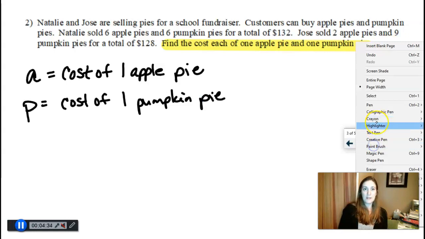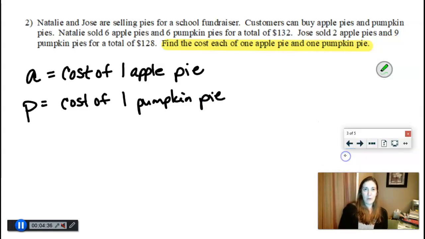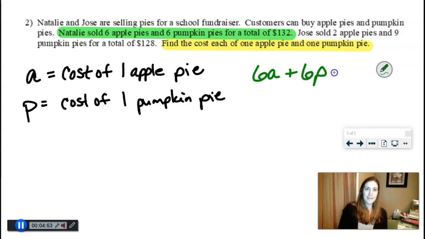Now I'm going to go back to the words and I'm going to find my equations. So Natalie is her own equation. She sold 6 apple pies, 6 pumpkin pies for 132. So for my variables, that would be 6 apple pies. So 6 times the cost of an apple pie. And then 6 pumpkin pies for a total of 132.